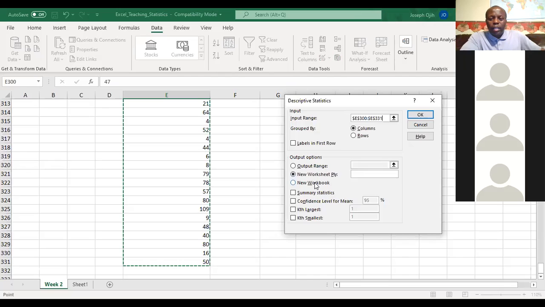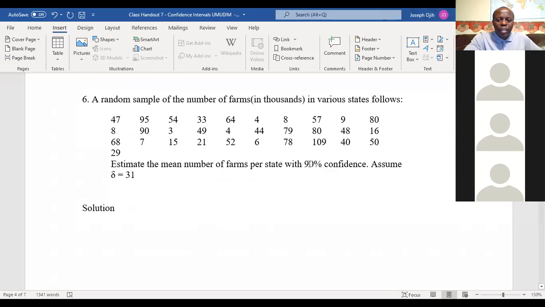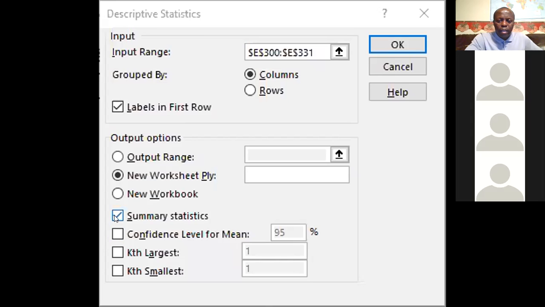Then, of course, you want the summary statistics so that you can get the mean. Of course, you have to check label because we added the label. Then confidence level. This one is 90%, right? The question says use 90% confidence. So we're gonna click here and change it to 90%. Oh, I think I clicked on something.